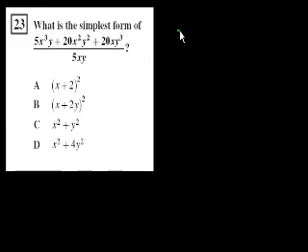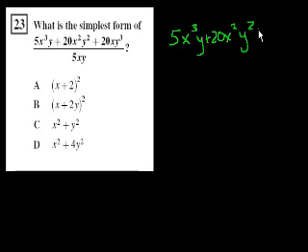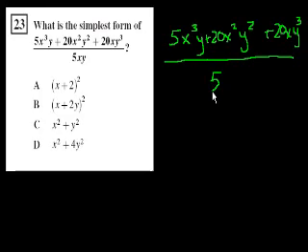I'll rewrite it. 5x to the third y plus 20 x squared y squared plus 20 x y to the third, everything divided by 5xy. So 5xy actually goes into every one of these terms. So let's just get rid of the 5s. Actually, let's just divide the numerator and denominator by 5xy.